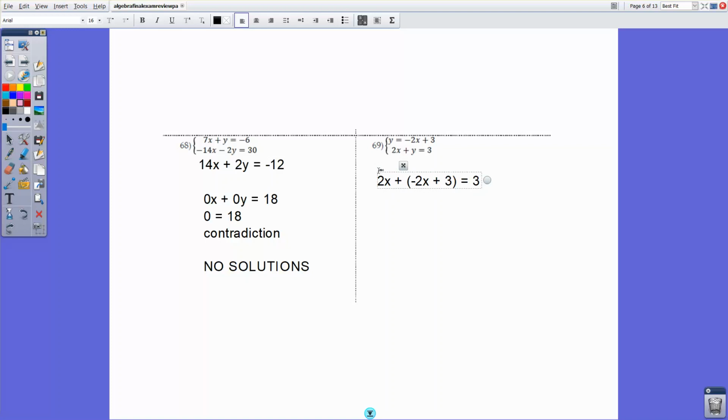Well, watch what happens here. If I combine 2x and negative 2x, that's 0x plus 3 equals 3, which means 3 equals 3. This is called an identity. When that happens, we have infinite solutions. Okay, so any point, any xy combination would work for both of these lines.